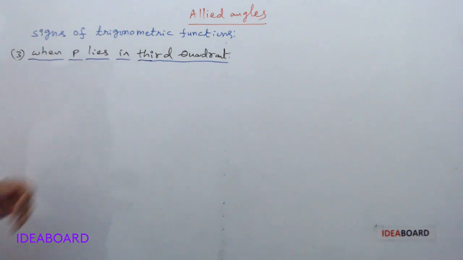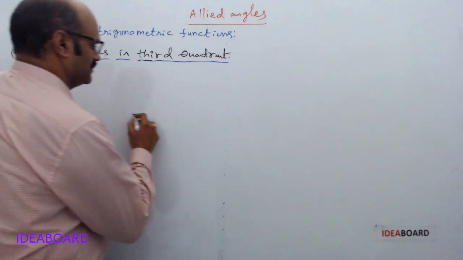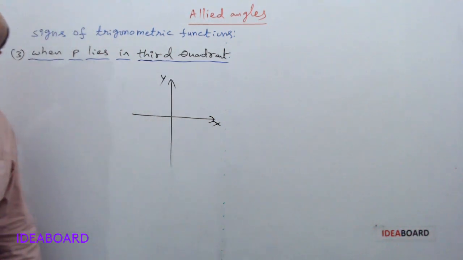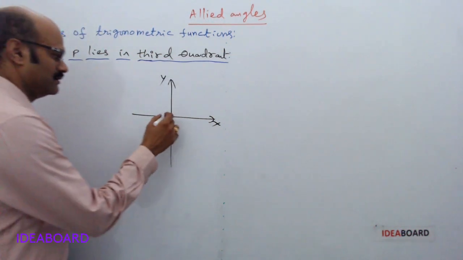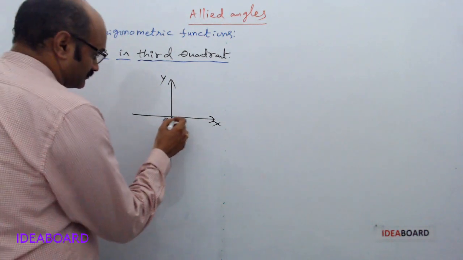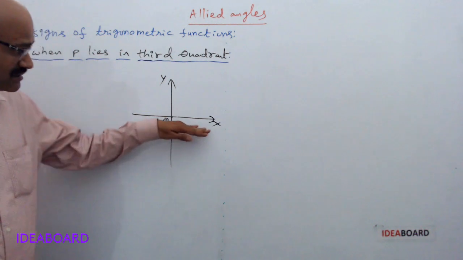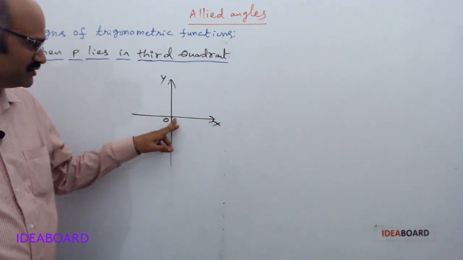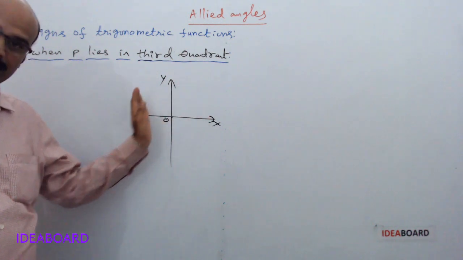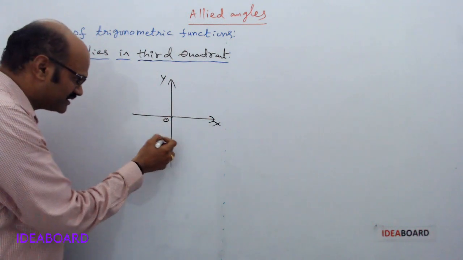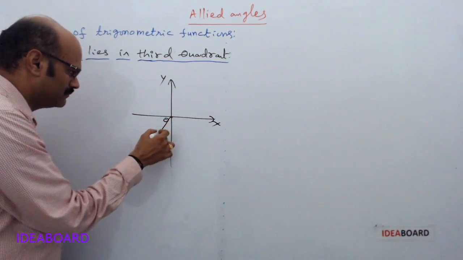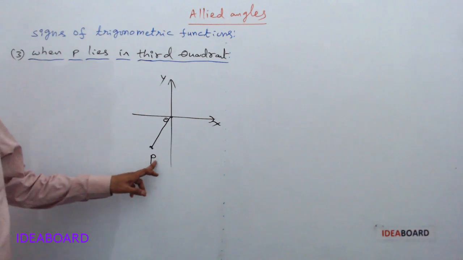When P lies in the third quadrant, let me take the x-axis and here the y-axis. Take this point as O, and let the revolving line start from the positive direction of the x-axis and rotate an angle theta with the positive direction of the x-axis, coming to the third quadrant. So here the point P lies in the third quadrant.